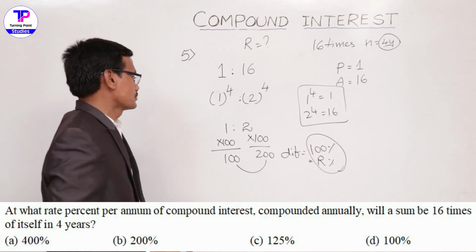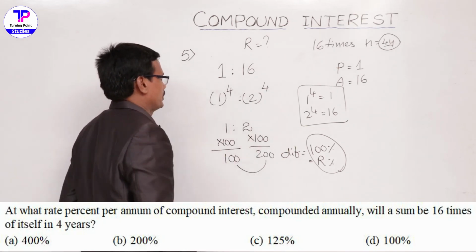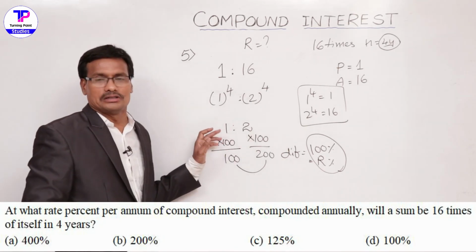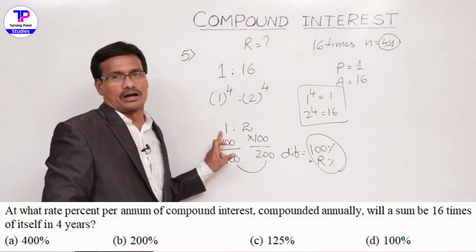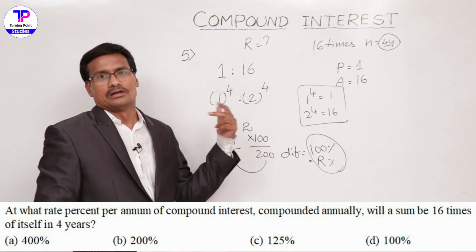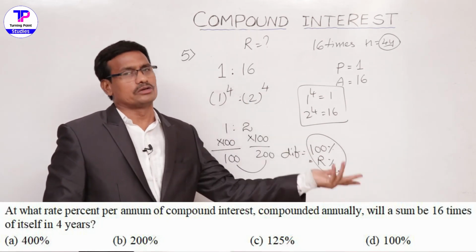Or otherwise, if you don't want this, because this is actually mental calculation only, to make this 100, multiply by how much? 100. This 100 becomes 200. So what is the difference? 100. So like that we can say.